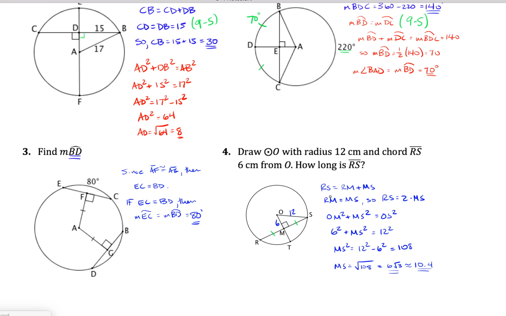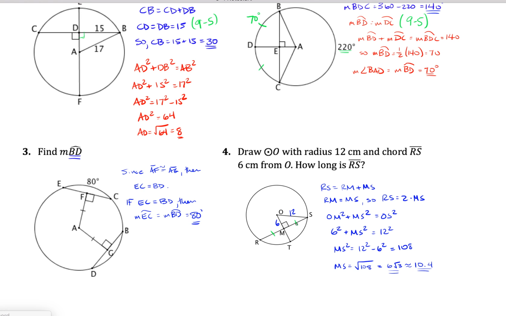And so by segment addition, RS would be equal to RM plus MS. The length of RS would be the length of RM plus the length of MS. But since the length of RM is the same as the length of MS, the length of RS would just be 2 times the length of MS.